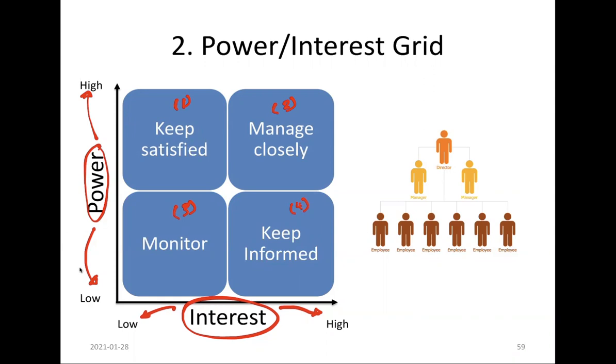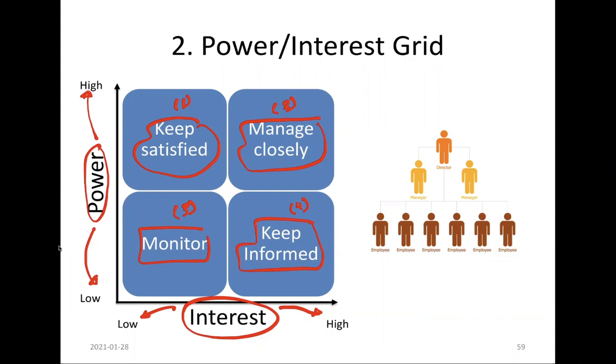As you can clearly see here, the position that you allocate a stakeholder on the grid shows you the action that you need to take with them. So those people in group 1, you need to keep them satisfied. Those stakeholders in number 2, you need to manage closely. Those in partition 3, you need to monitor them. And those in number 4, you need to keep informed. Let's look over each of those groups separately.